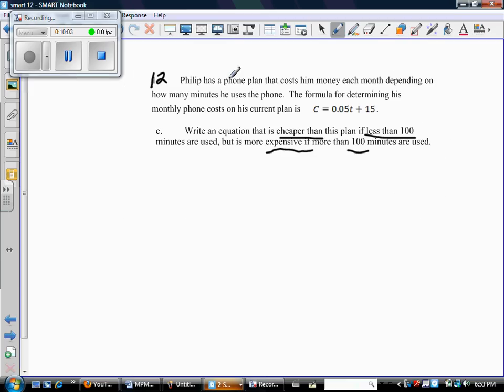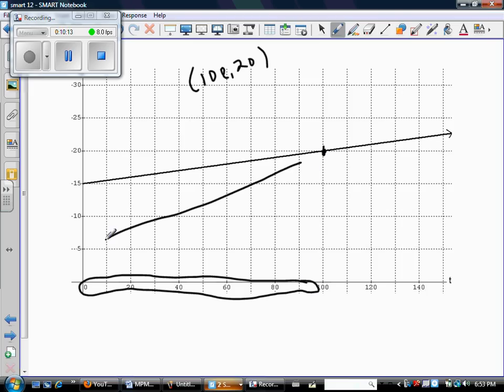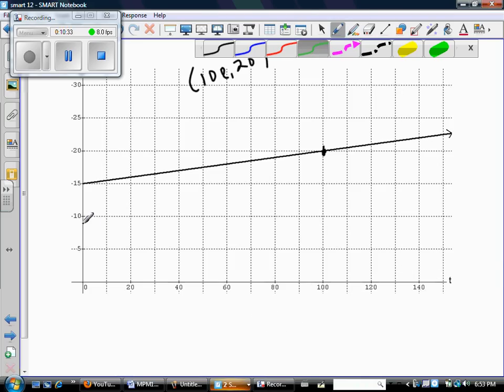And I want to be cheaper. So when I use any of these times down here, up to 99 minutes, I want to be less than this line. And when I go above 100, I want to be more than this line. So just by doing that, you can get an idea about how this line might look. So let me grab a line and try to fit one into this particular parameter.